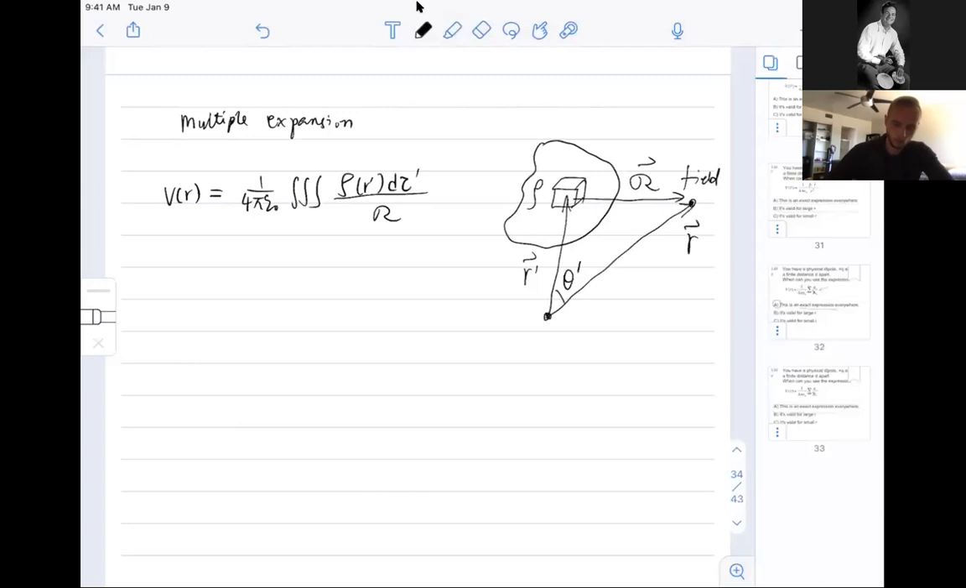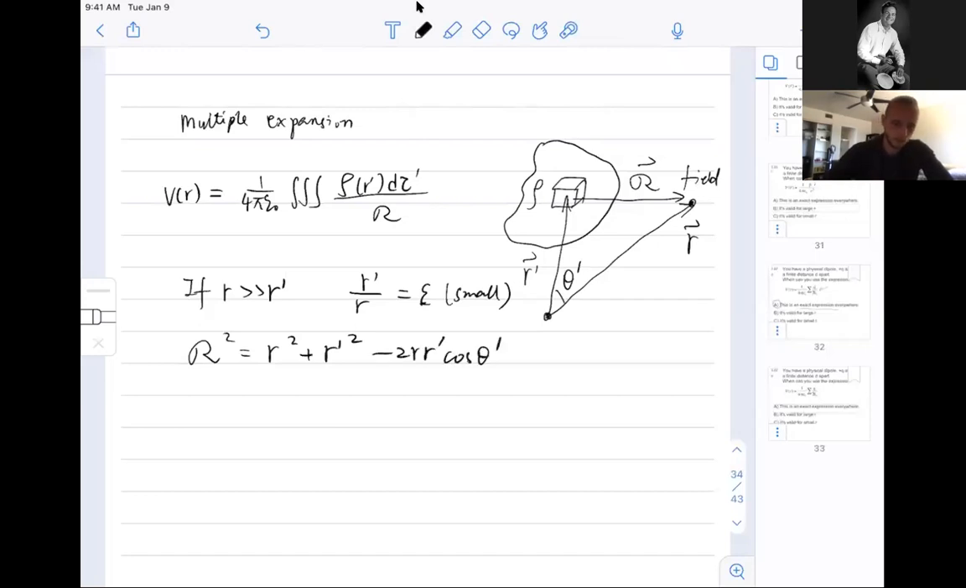So let's see what we can do by making some approximation. If we are looking at a place far away, then r prime over r is something really small, a very small quantity. We call it epsilon. And for the script R, we need to work out the expression. So look at the law of cosines in this triangle: script R squared is r squared plus r prime squared minus 2 r r prime cosine theta prime.